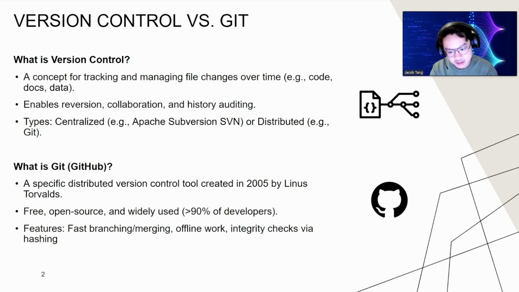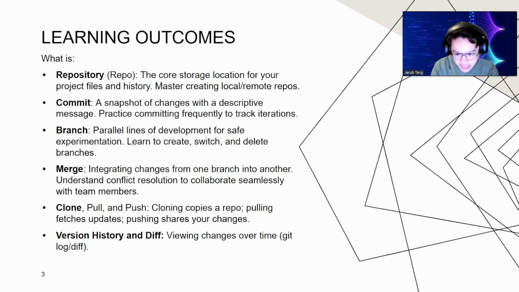Now, what is Git? Git itself is a version control tool created in 2005 by Linus. It is free, open source, and it is the most widely used version control tool in the world, with over 90% of all developers using it. And it has many amazing features. Some of them include fast branching, merging, offline work, integrity checks via hashing for your code. Now let's take a look at what are some of the learning outcomes.